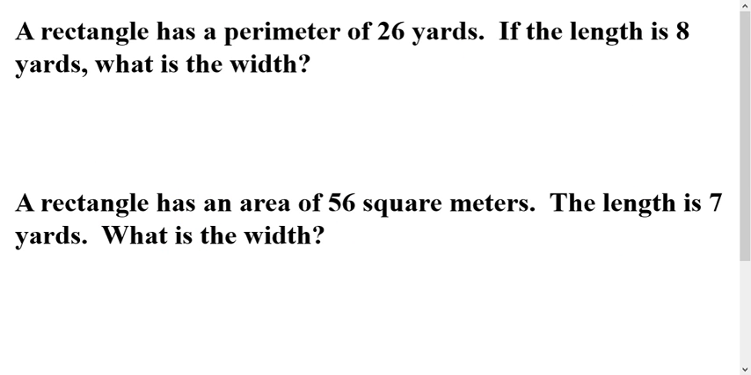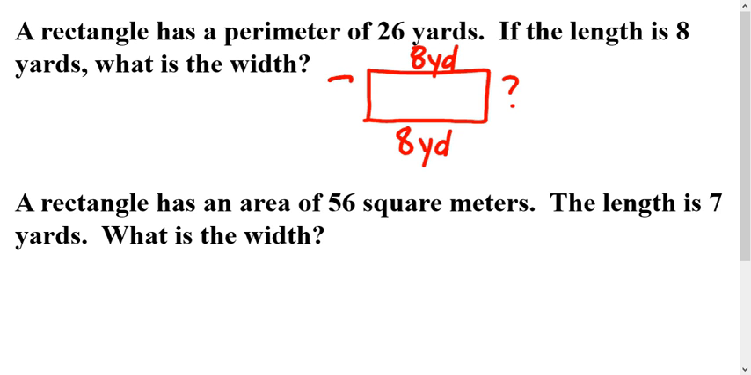A rectangle has a perimeter of 26 yards. If the length is 8 yards, what is the width? So this time we've been given the total perimeter, and we have to find one of the measurements of a rectangle. So our total perimeter is 26 yards. We know the length is 8 yards. So this side's 8 yards, and this side's 8 yards. We don't know what these 2 sides are, but we do know they have to be the same. And to find perimeter, we have to do the 8 plus 8. Well, we know our perimeter is 26 yards. So instead of putting perimeter, I'm going to put 26 because I know it's 26.